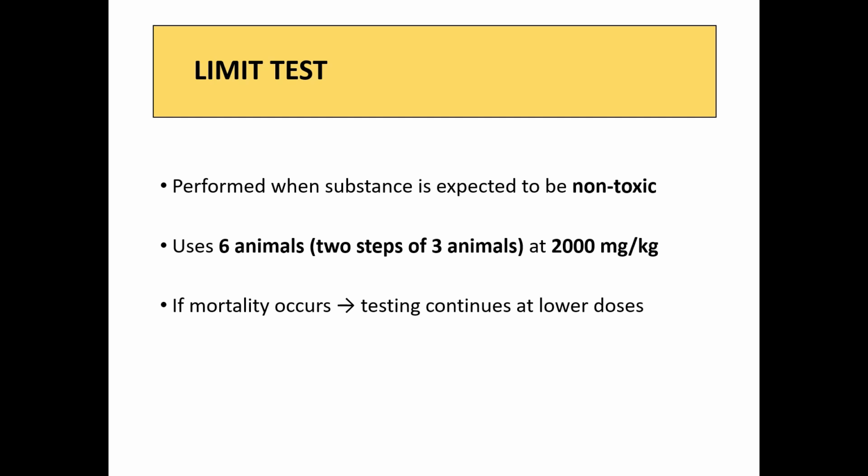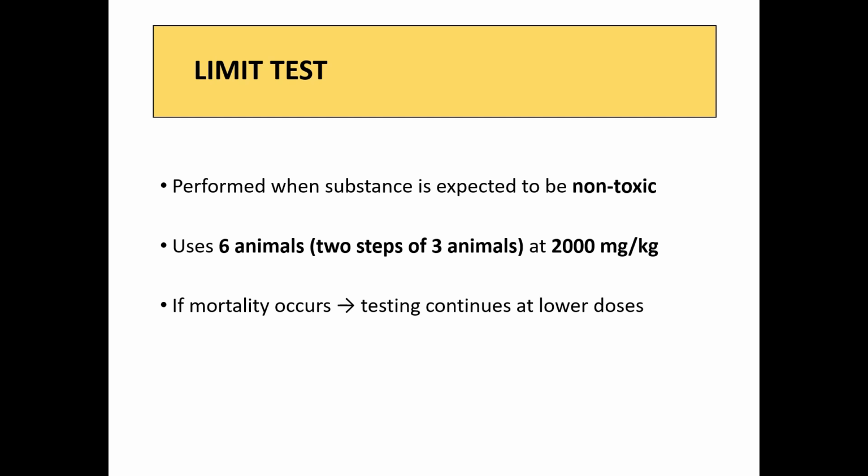Limit test. When can we perform the limit test? Use 6 animals, 2 steps of 3 animals at 300 mg per kg. If the drug is non-toxic up to 300, you can directly perform 2000 mg per kg on 3 animals. If it is non-toxic, then you can do the limit test on 3 more animals.